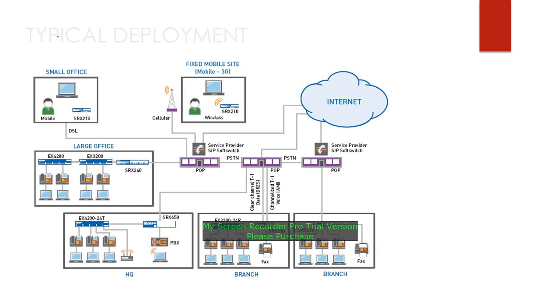So this is just a typical deployment scenario, meaning which device can fit in which scenario. If we talk about a small office with a small number of users, 8 to 10 users, in that situation you can configure the SRX210 through the DSL link, because the SRX210 has the capability of a DSL link as well. So you can configure the SRX210 for the small office. And if you have wireless users, the SRX210 for wireless.